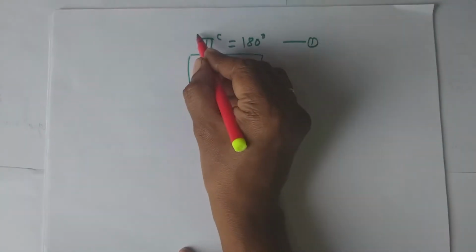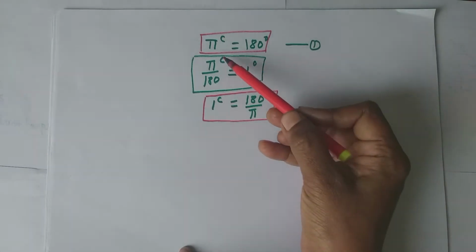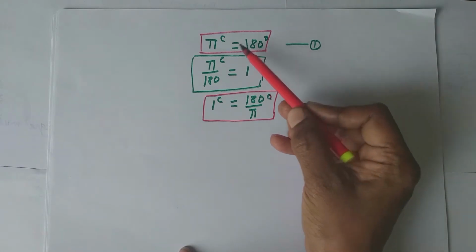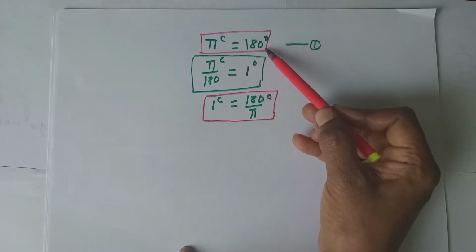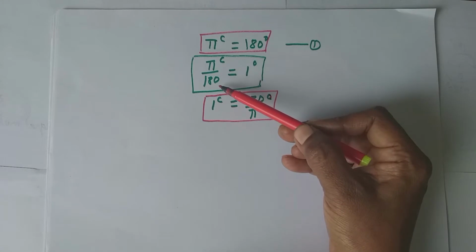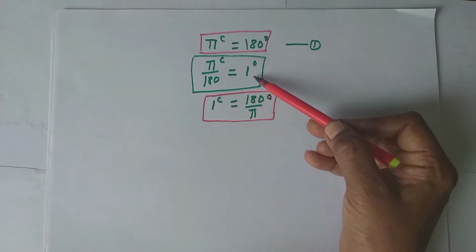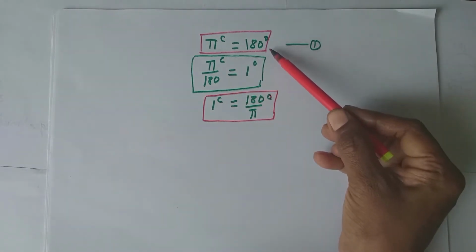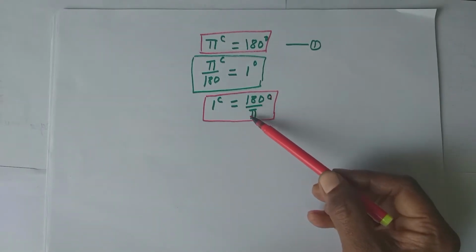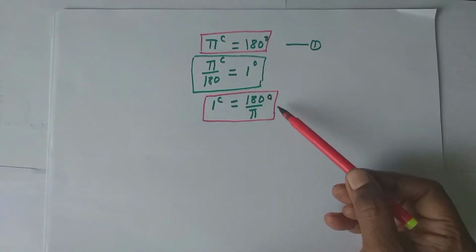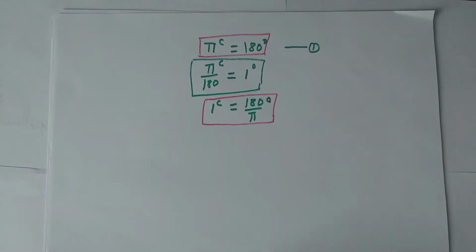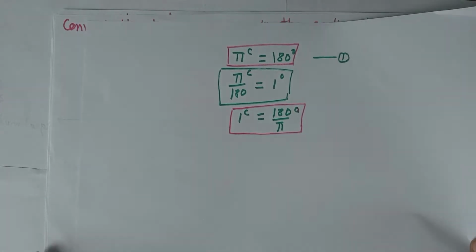This is our basic formula. Pi radians is equal to 180 degrees. If I divide this equation throughout by 180, I will get pi divided by 180 radians equal to 1 degree. And if I divide this equation by pi throughout, then I will get 1 radian is equal to 180 divided by pi degrees. Now we will use this formula to convert angles from degrees into radians and radians into degrees.